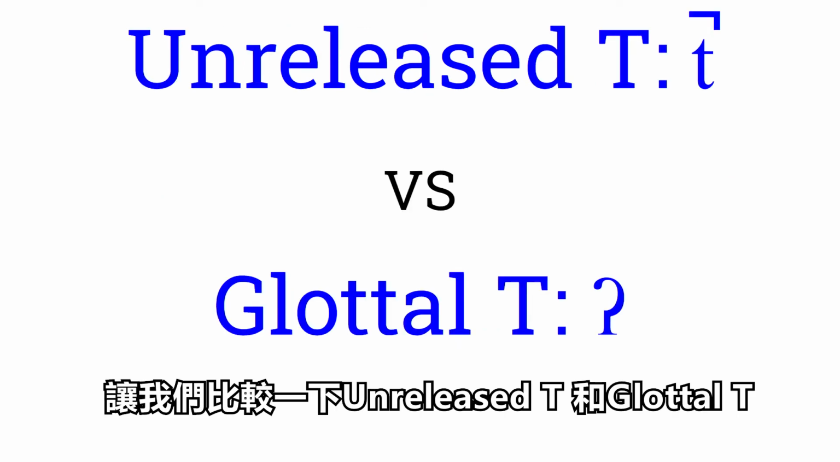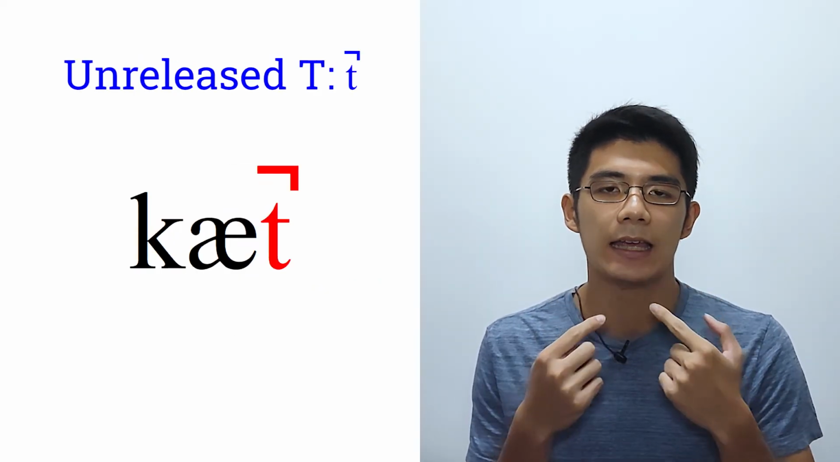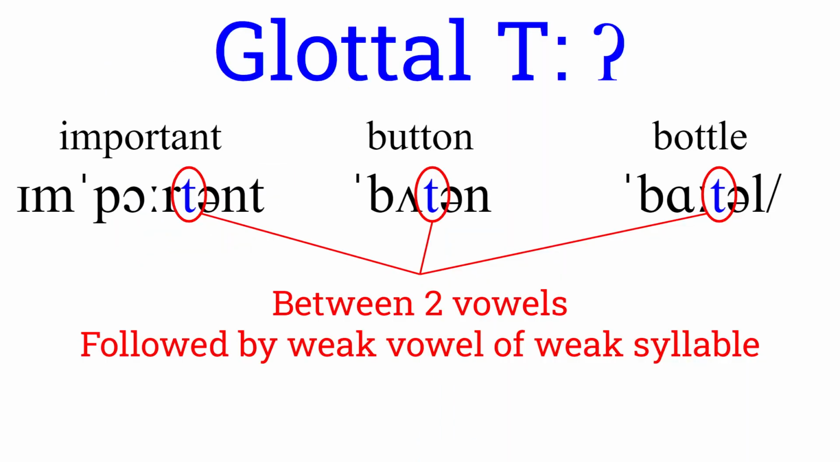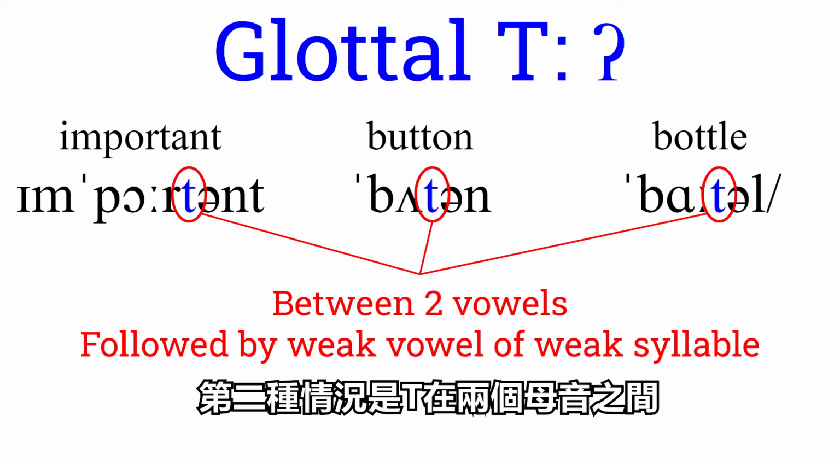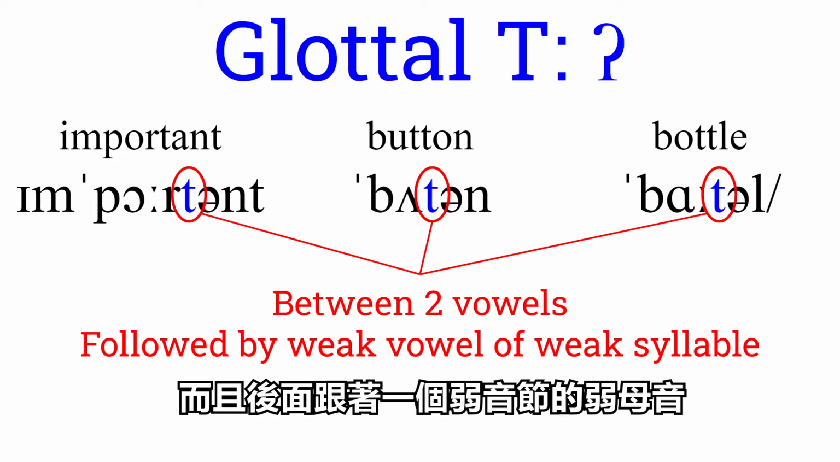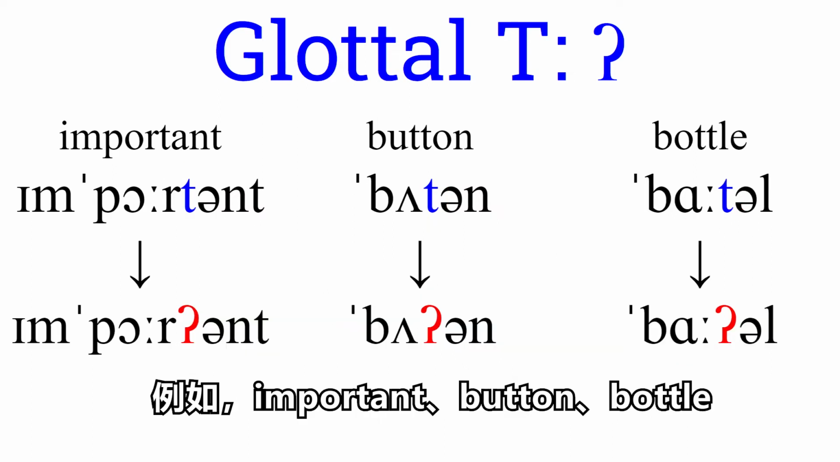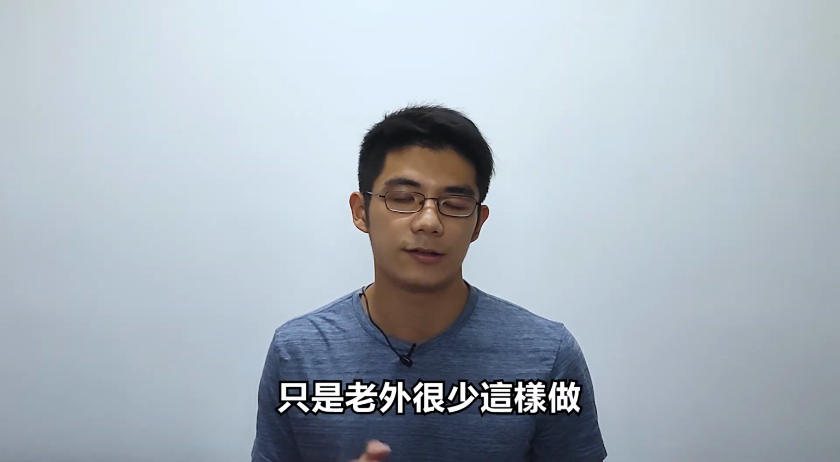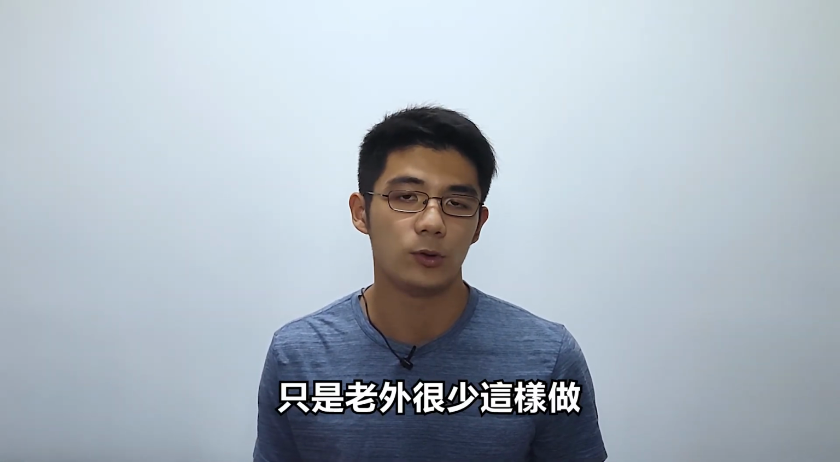Let's compare the unreleased T and the glottal T. Sit, sit, cat, cat, fight, fight. The second circumstance is when the T is between 2 vowels and is followed by a weak vowel of a weak syllable. For example, important, button, bottle. Again, you may still pronounce the true T. It's just that English native speakers seldom do that.